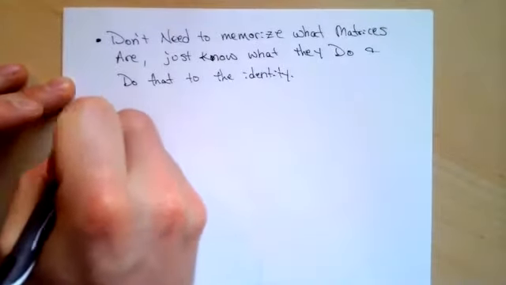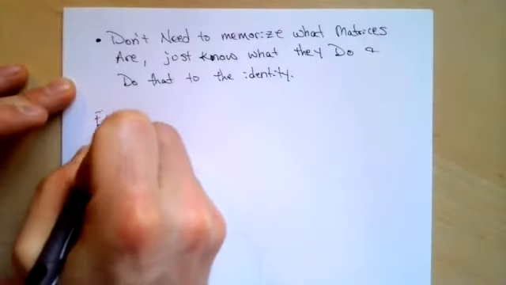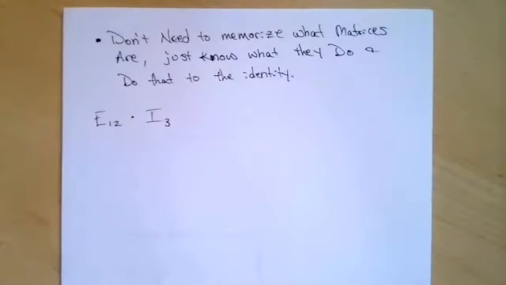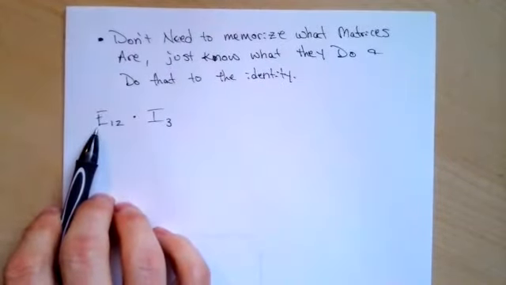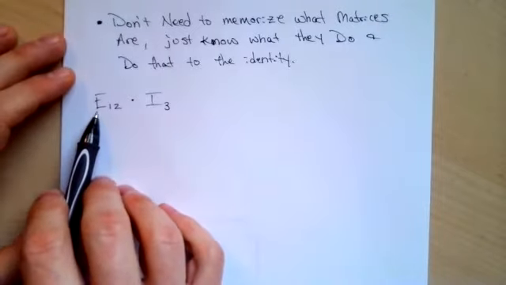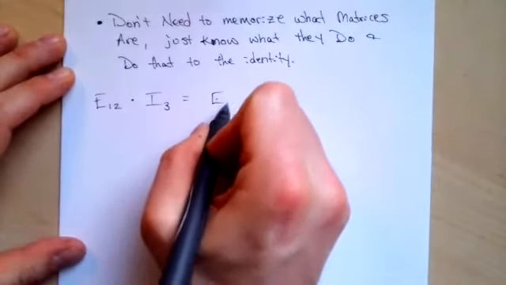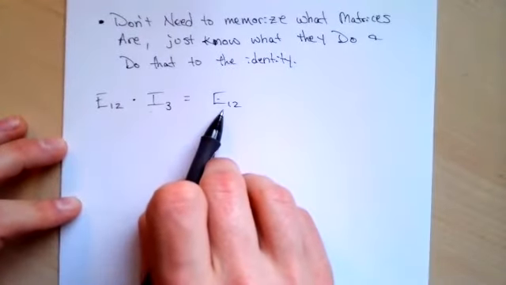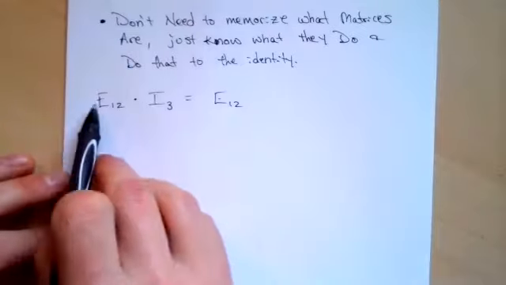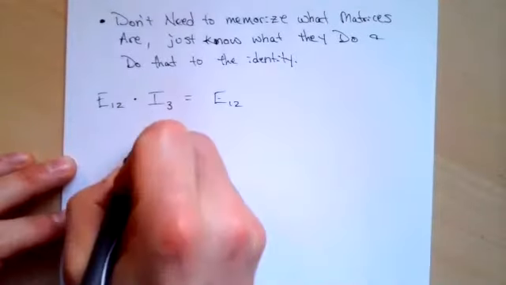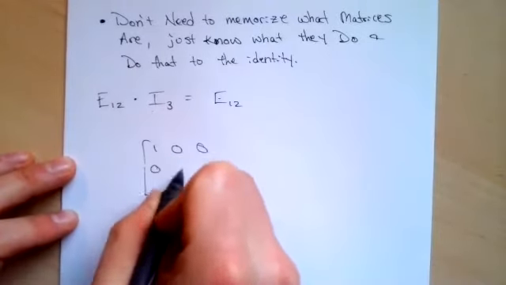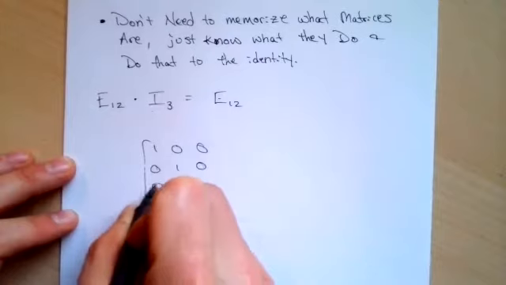So for example, let's say we have E12, and we want to know what this matrix is. And so let's say we're in 3 dimensions. E12 switches rows 1 and 2. Well, by the properties of the identity, it's going to give us back that exact matrix, right? It's going to give us the same thing. So how do I determine what this E12 is? Well, what is the identity? It's just the matrix with 1s on the diagonal and 0s elsewhere.